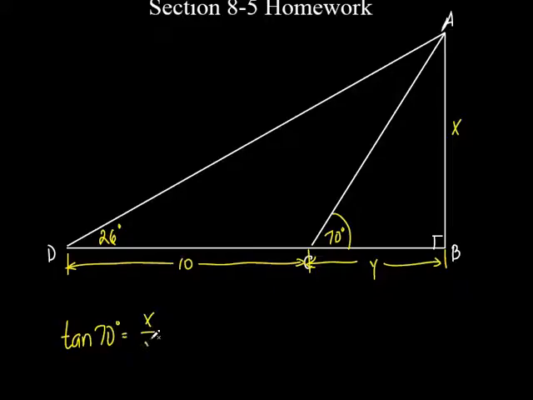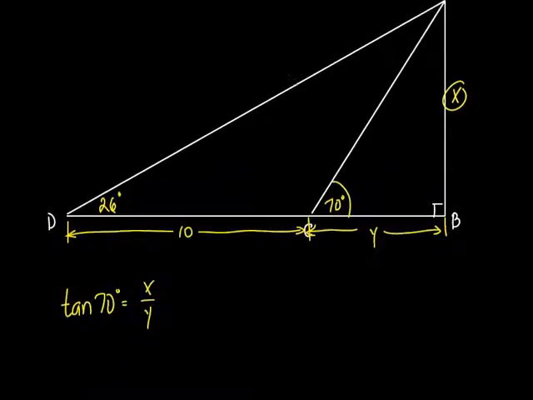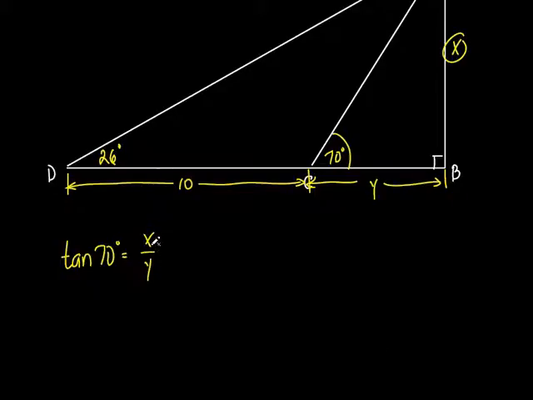X over y. Okay. Now, since I'm trying to eventually solve for x, let's take this little equation and get x by itself. If we wanted to get x by itself, what would x equal then? Right, but we always put the y out in front, right? So I'll take this y and put it out in front. So x is equal to y times the tangent of 70 degrees.